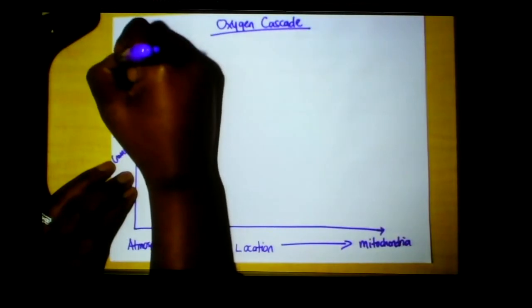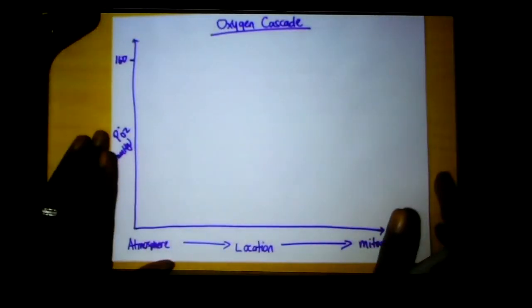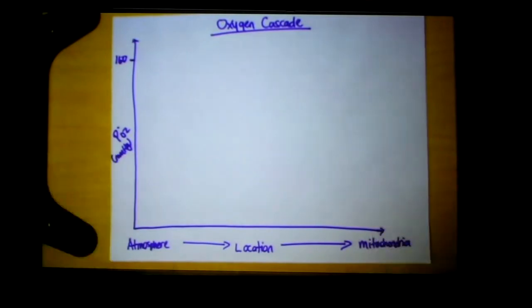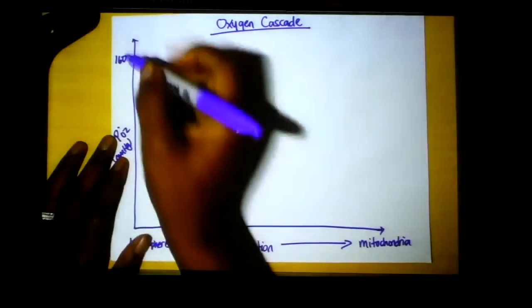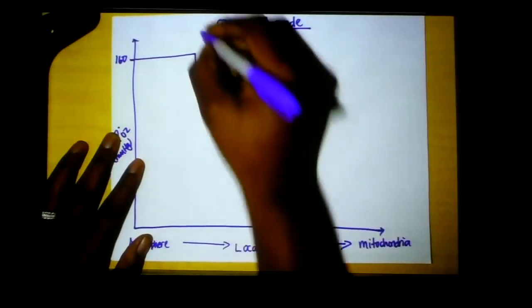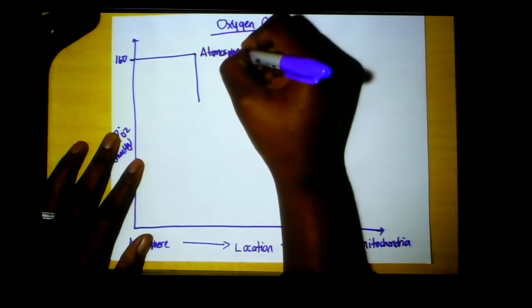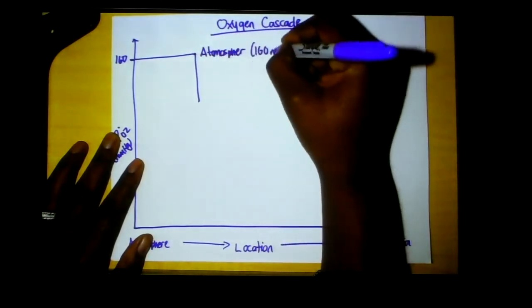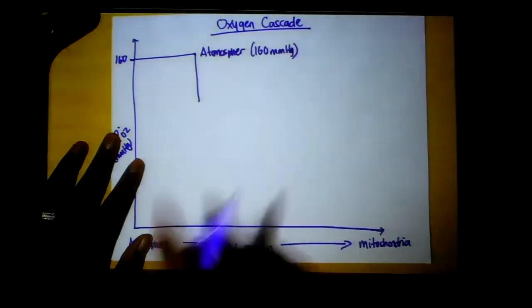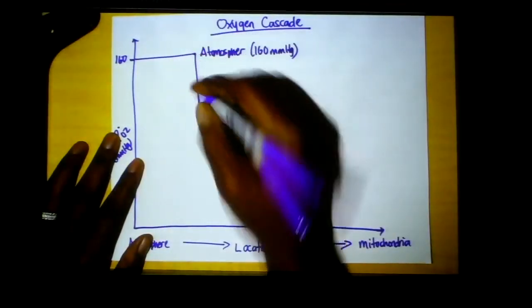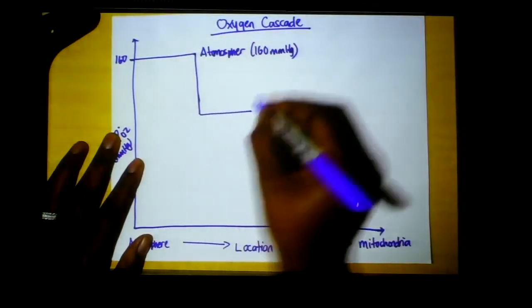Okay, and we know that we start out at 160 in terms of our highest recorded partial pressure. So we start off at 160, and this we can label as the atmosphere at 160. And then there's a significant drop off between the atmosphere and the alveoli.